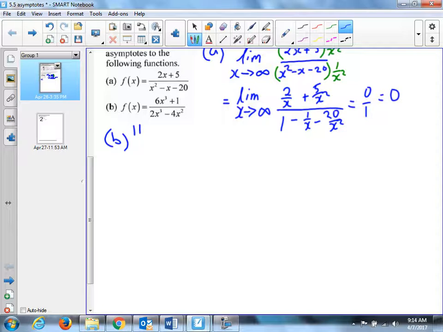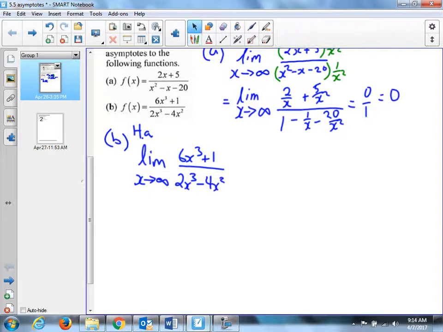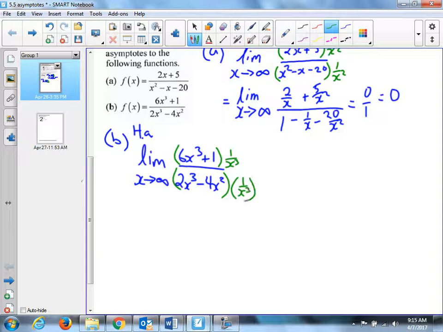I'm going to look for the horizontal asymptote. Now, I'm not stating it formally, I'm just doing the rough work here. X approaching infinity. Now, 6x cubed plus 1 over 2x cubed minus 4x squared. Multiply top and bottom by 1 over x cubed, the highest degree from the denominator, always. We get 6 plus 1 over x cubed.